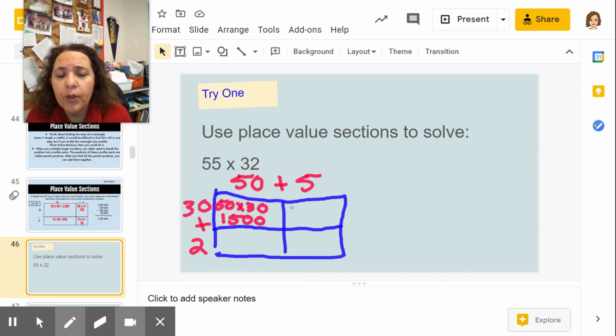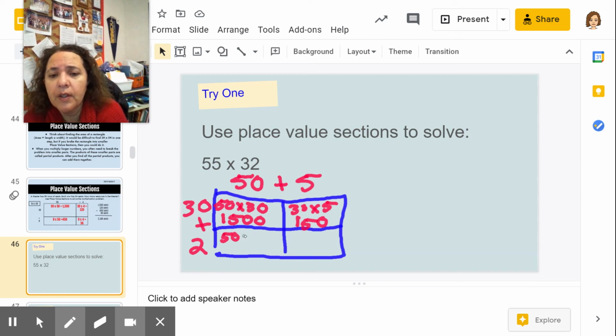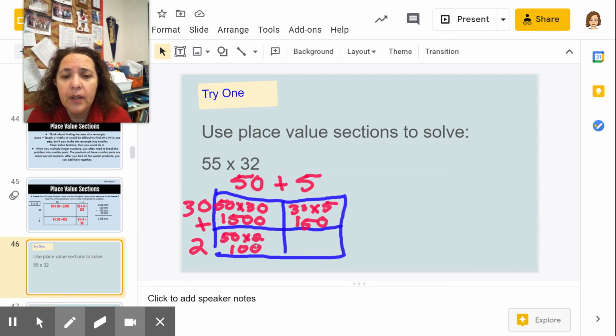And then I do 30 times 5. And I know 3 times 5 is 15. And then my 0. Okay, so I get that far. Now I'm going to do 50 times 2. I know 5 times 2 is 10, but I got to add another 0 from the 50. Makes it 100. And then I simply do 5 times 2. 5 times 2 is 10.